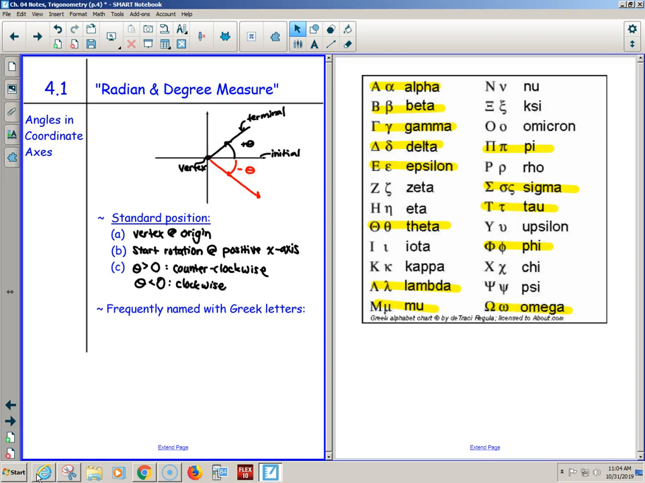Wait, so if you say pi over sigma, is that a word? I don't think division is really a way of writing words in Greek. No, I mean pi over sigma.